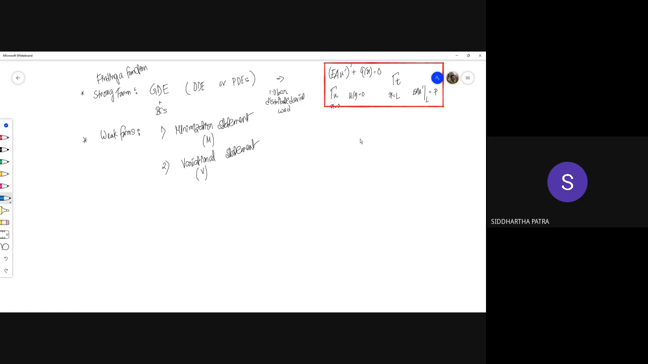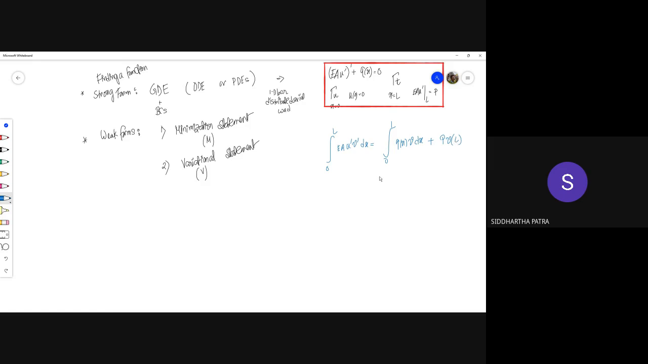And we have shown the weak forms for the same equation. We did quite a bit of discussion on different forms. So the variational form for the same would look something like integral 0 to L EA U prime V prime DX equals integral 0 to L Q of X V DX, and then P times V of L.